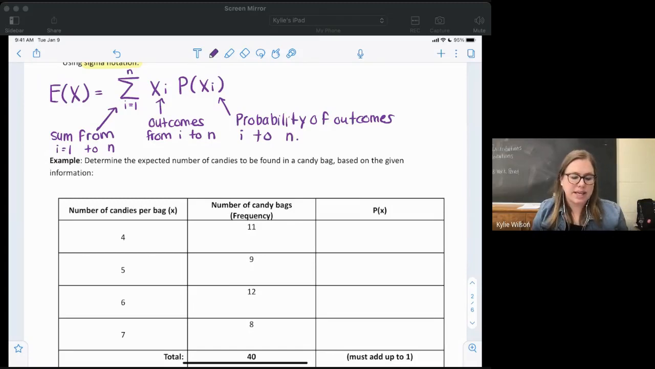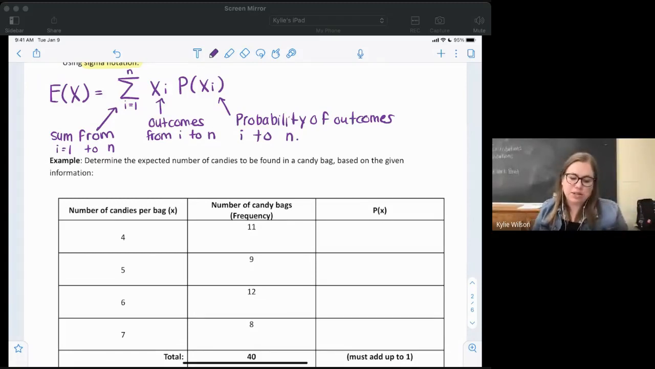I'm going to take all of the candy bags that only have 4 Fuzzy Peaches in it. I'm going to separate those from the bags that only have 5 Fuzzy Peaches in it. Separate that from the bag that has 6 Fuzzy Peaches in it, and separate it from the bag that has 7. Now I'm going to count out all these bags. So it turns out I have 11 bags with 4 Fuzzy Peaches in it. I have 9 bags with 5 Fuzzy Peaches in it. I have 12 bags with 6 Fuzzy Peaches in it, and then I have 8 bags with 7 Fuzzy Peaches in it. So this helps us to find the probability of getting a certain number of Fuzzy Peaches.